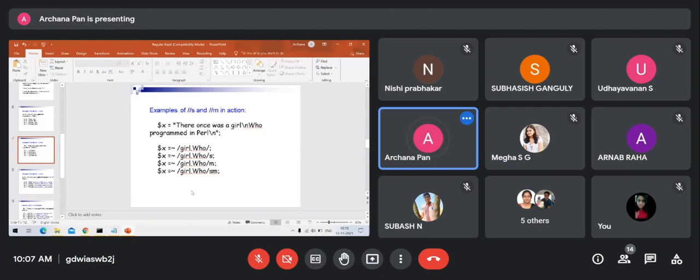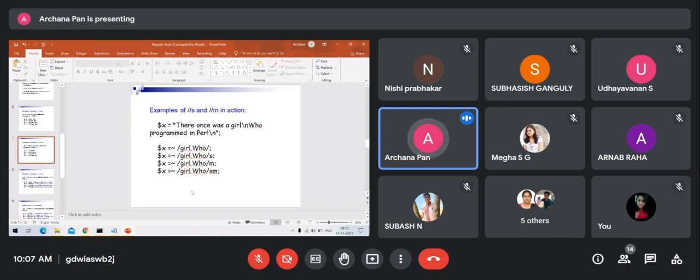Now see, same example. There once was a girl. Then the new line character means it will go to the next line. That is the \n, the function of this one. Who program in PERL. Now see, we have used the dot operator. Girl dot who. Then next we have used the S modifier, then M modifier, then SM modifier.